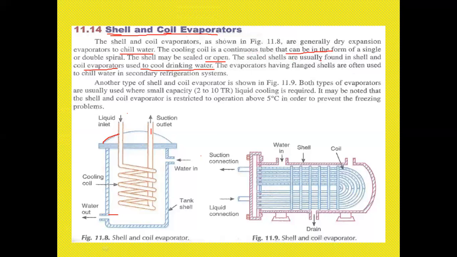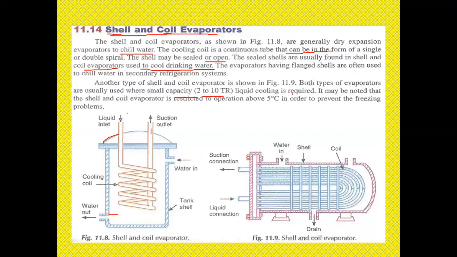The sealed shells are usually found in the shell and coil evaporators used to cool drinking water. The evaporators having flanged shells are often used to chill the water in secondary refrigeration systems. So these have a flange type of setup and are used for cooling the water as well as drinking water. Another type of shell and coil evaporator is shown in figure 11.9. Both types of evaporators are used where small capacity, that is 2 ton to 10 ton, liquid cooling is required.